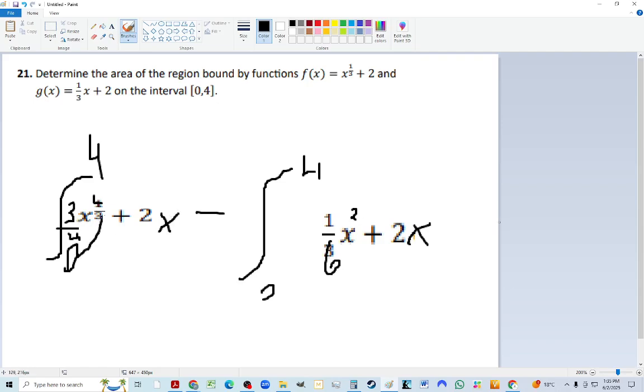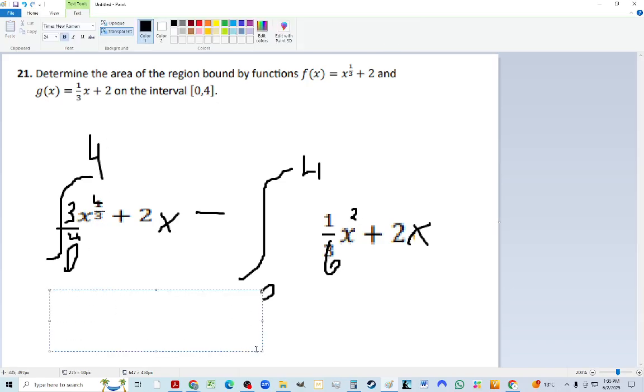When you plug 0 into these, they both become 0. So really, you're just finding 4 minus 4 for this. So it's just math at this point. You're taking 3/4 of 4, and that's essentially the cube root of 4 after you put it to the power of 4. So to the power of 4 over 3 means you're taking the cube root and then putting it to the power of 4, plus 2 times 4, which is 8.